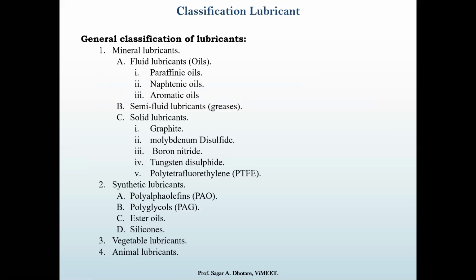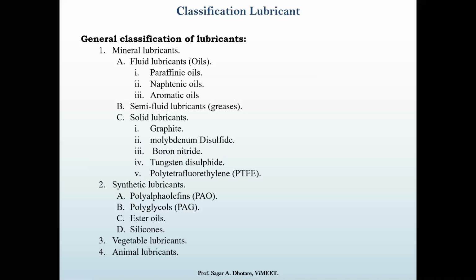There are three types. In a semi-solid, we know that the grease is very suitable material. About the solid lubricants, graphite is the main one. Then PTFE, then tungsten, then boron nitride, and molybdenum disulfide. So these are the basic solid lubricants which are preferred in lubrication. Then synthetic, we have four types, that is polyphenols, then polyglycerins, then ester oil and silicones.